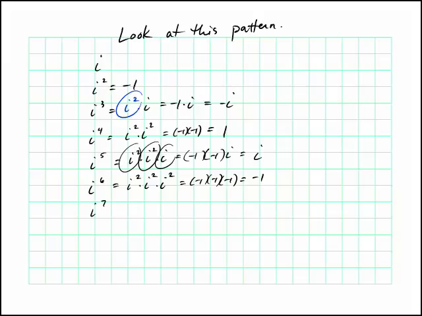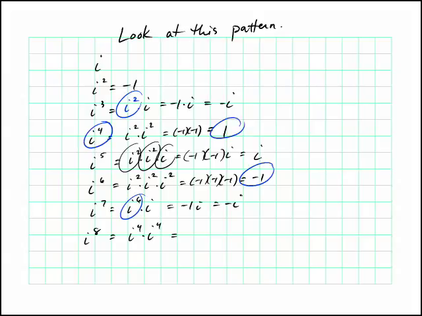If I try i to the 7th, another way I could go about this is I could write that as i to the 6th times i, but we just found out that i to the 6th right here is negative 1. So this is a negative 1 times i, negative i. And then lastly, i to the 8th. One way to write i to the 8th is i to the 4th times i to the 4th. But if you look back at our pattern, i to the 4th way up here is just 1. And so we've got 1 times 1, which is just 1.